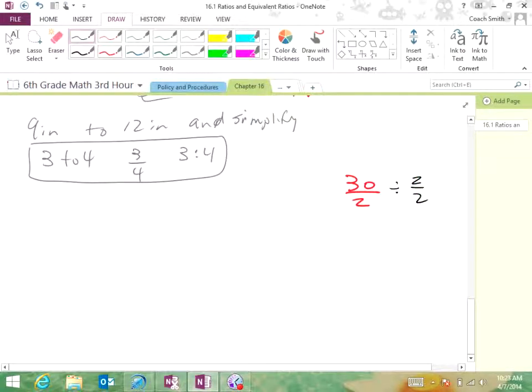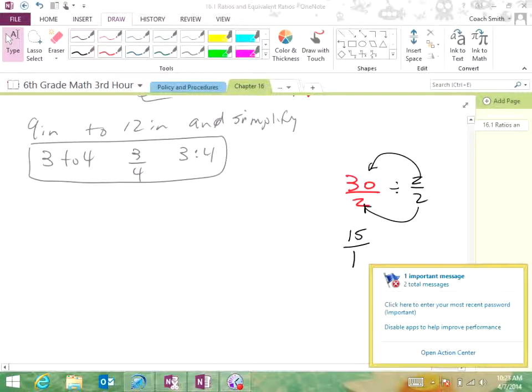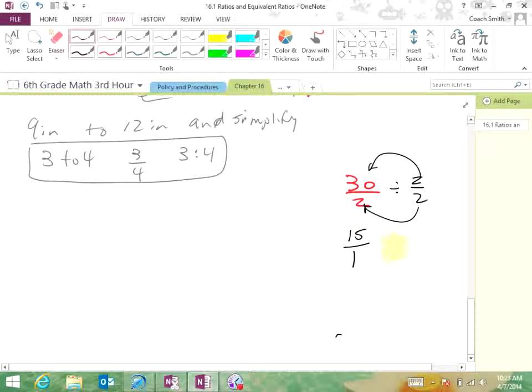Actually, you divided by 2. You were thinking, what 2 goes into 30 how many times? So we got 2 into 30 goes 15 times. 2 into 2 goes 1 time. So 15 over 1, 15 to 1, and 15 colon 1.